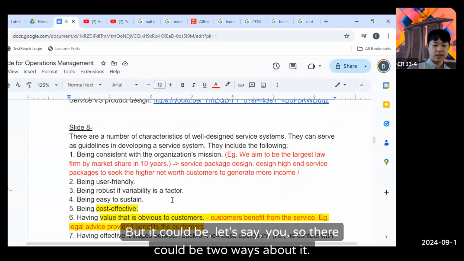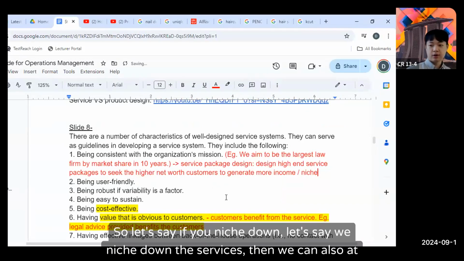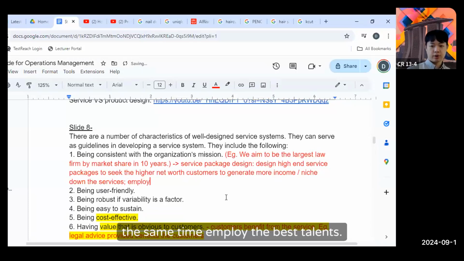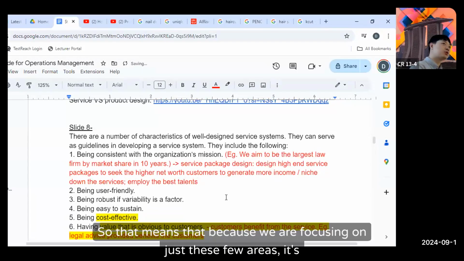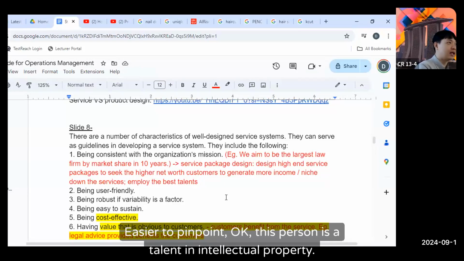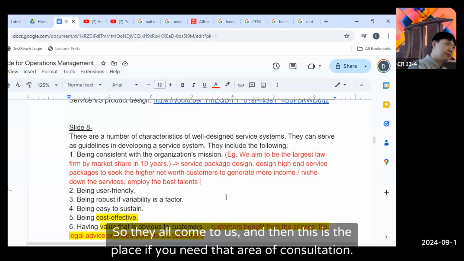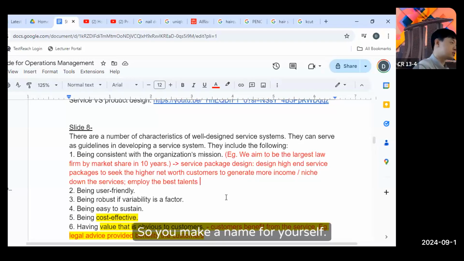There could be two ways about it. If we niche down the services, then we can also at the same time employ the best talents. Because we are focusing on just these few areas, it's easier to pinpoint, okay, this person is a talent in intellectual property. So we seek after all the good lawyers in intellectual property law. They all come to us, and this is the place if you need that area of consultation. They wouldn't go elsewhere. So you make a name for yourself.